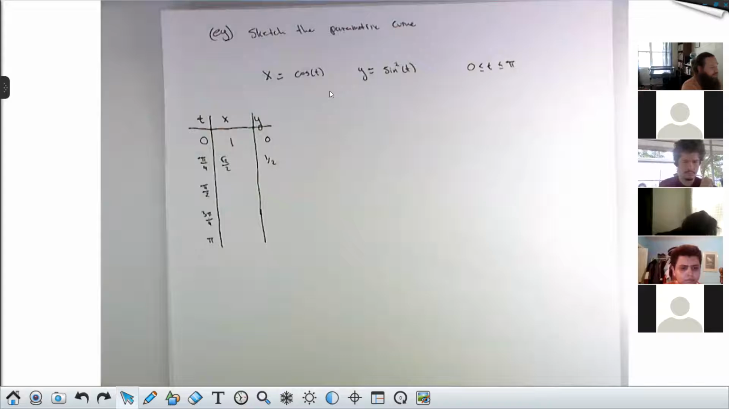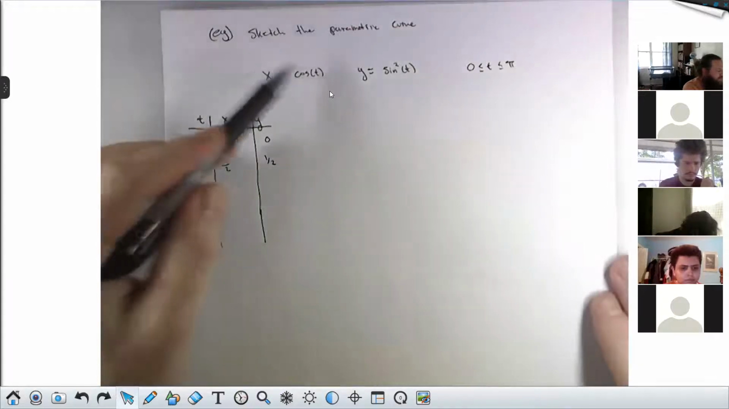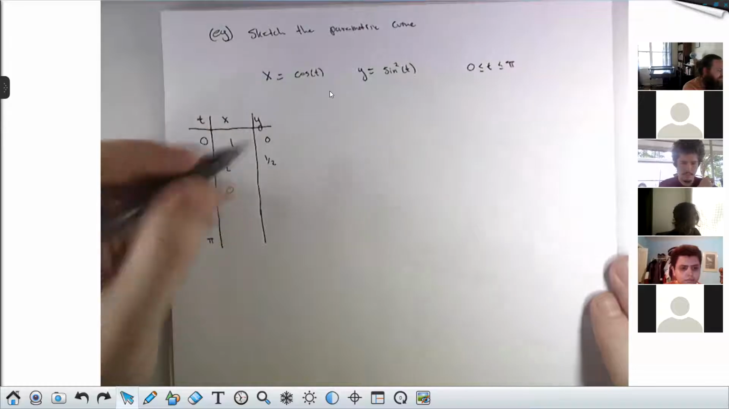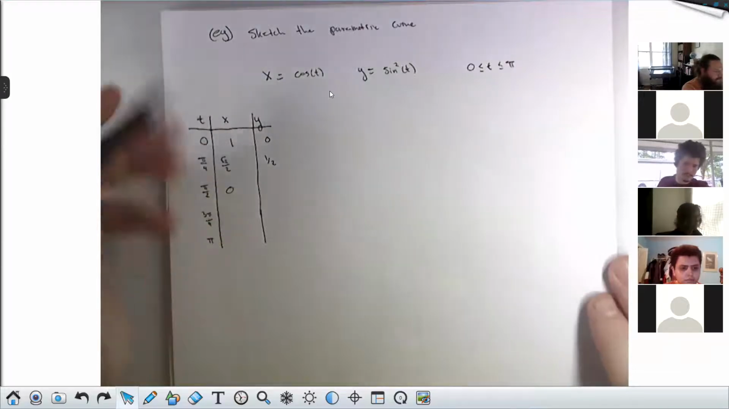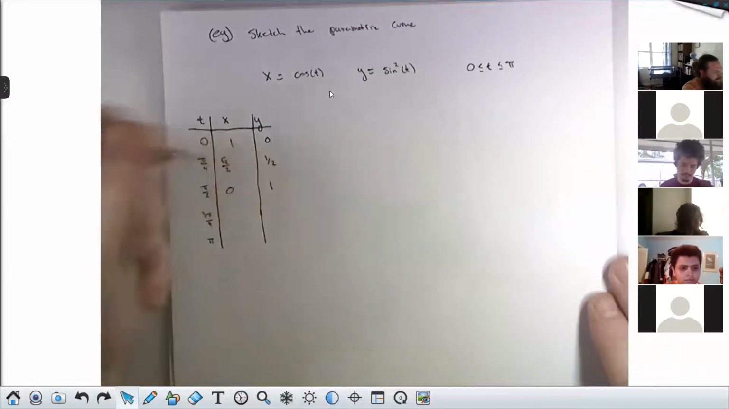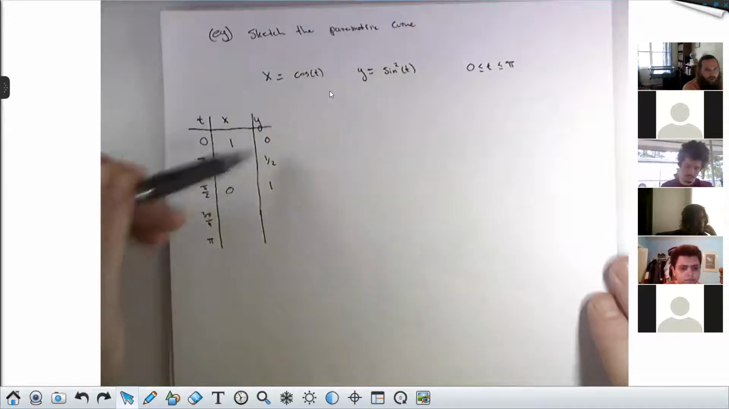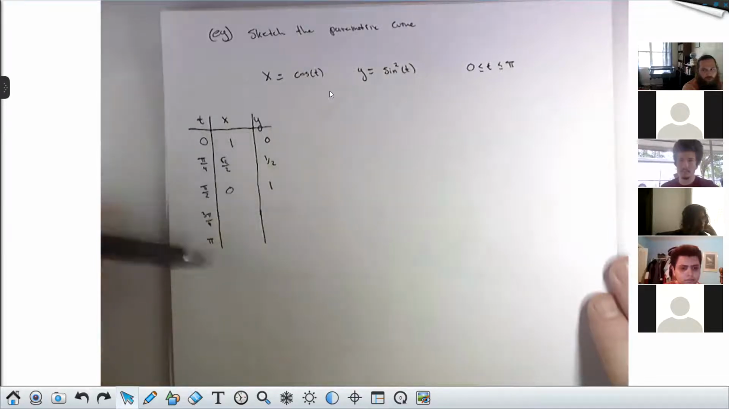When t is equal to pi over 2, x is the cosine of pi over 2, that's 0. And y is the sine squared of pi over 2, which is 1 squared, which is 1. So you see, as t increases from 0 to pi over 2, the x's are getting smaller. That means we're walking to the left. And the y's are getting larger. That means we're walking up.